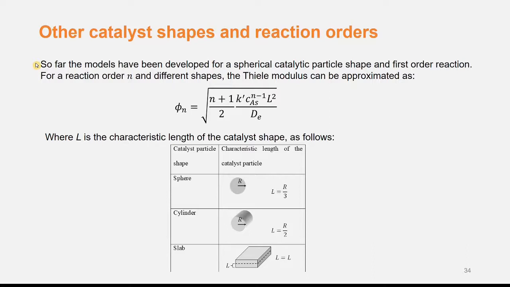So far, we have considered only spherical particles and first-order reactions. The Thiele modulus can also be approximated for a number of different shapes as follows. n is the order of reaction, and L is a length parameter that takes on different values for different shapes.